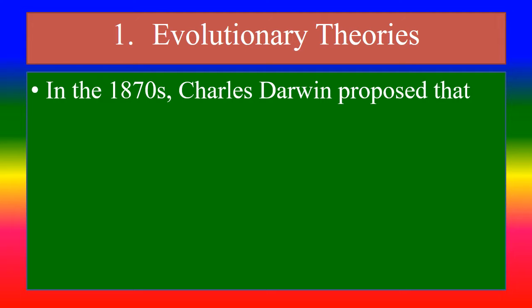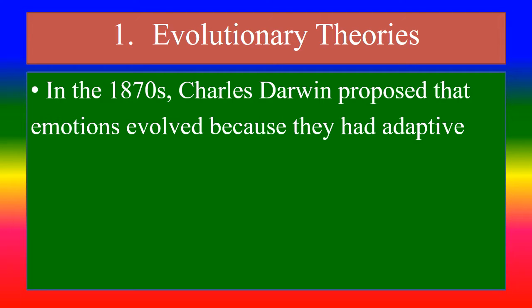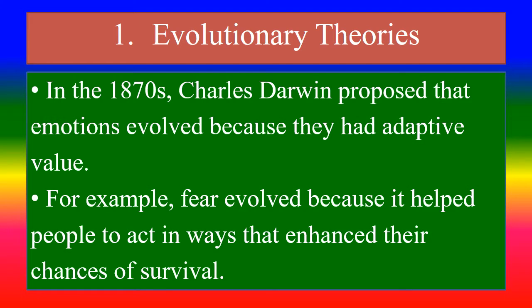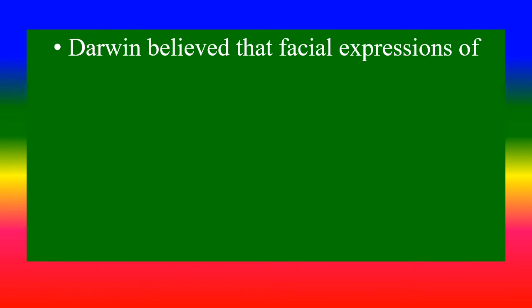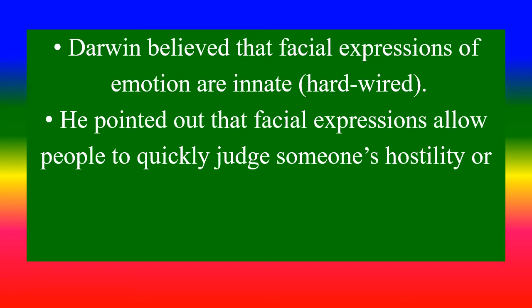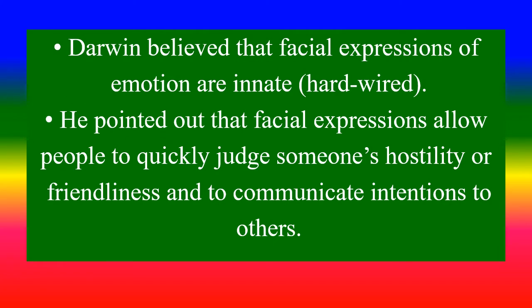In 1870, Charles Darwin proposed that emotions evolved because they had adaptive value. For example, fear evolved because it helped people to act in ways that enhanced their chances of survival. Darwin believed that facial expressions of emotions are innate. He pointed out that facial expressions allow people to quickly judge someone's hostility or friendliness and to communicate intents to others.